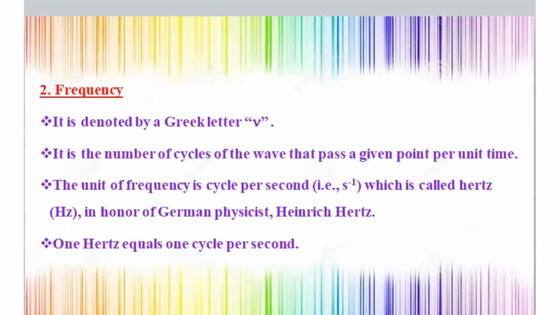Frequency is denoted by the Greek letter nu. It is the number of cycles of the wave that pass a given point per unit time. The unit of frequency is cycles per second, which is called Hertz. 1 Hertz equals 1 cycle per second.